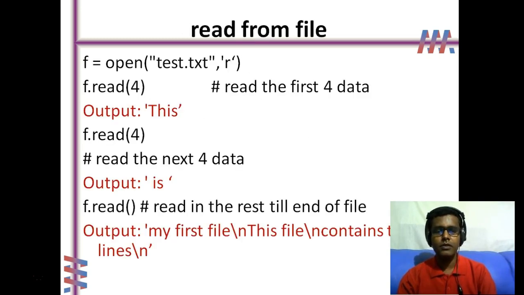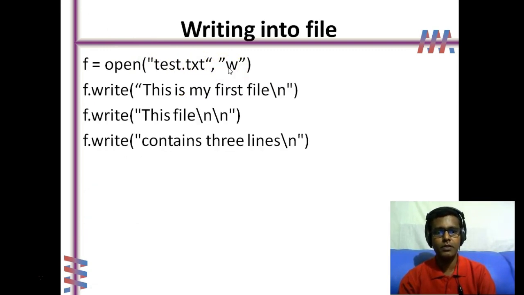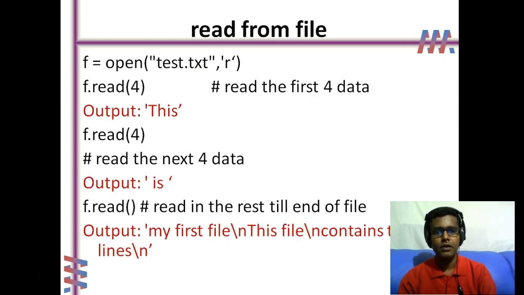Now how do you read the data whatever you have written now from the file? First open the file test.txt in the read mode. Previously I opened it in the write mode, that is w, and I wrote something into the file. Now I am going to read from the file with the help of r, that is the read mode. Like a write function, you have a read function here, so that will read the data.